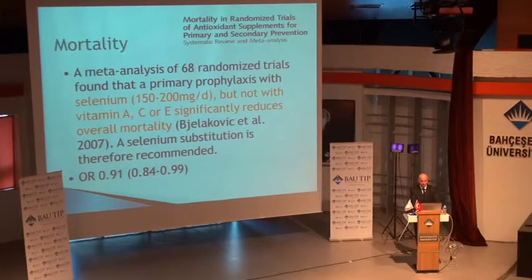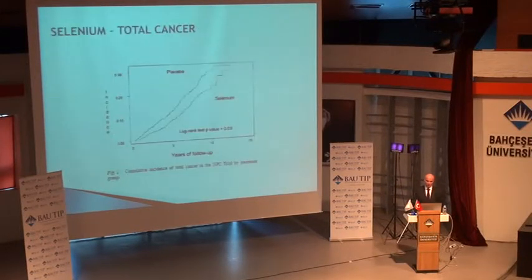So moreover we have the primary and secondary prevention of cancer with antioxidants. With antioxidants, a meta-analysis of 68 randomized trials found that the primary prophylaxis with selenium, but not with vitamin A, C, or E, significantly reduced the overall mortality. And this is especially relevant in this case of cancer risk and myocardial infarction. You see the selenium study here.